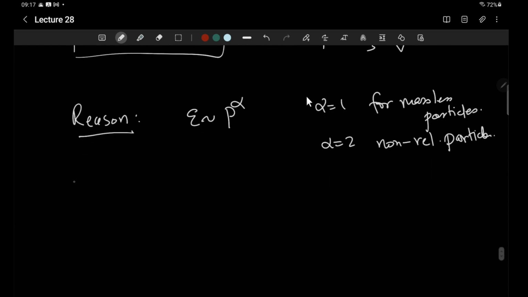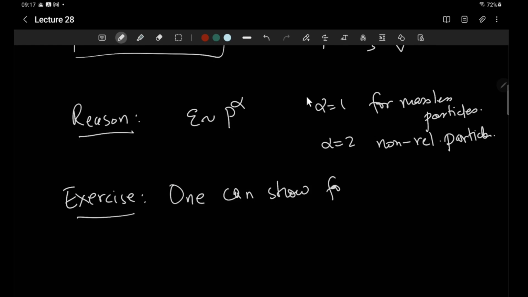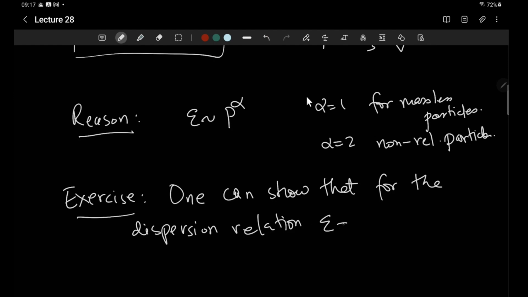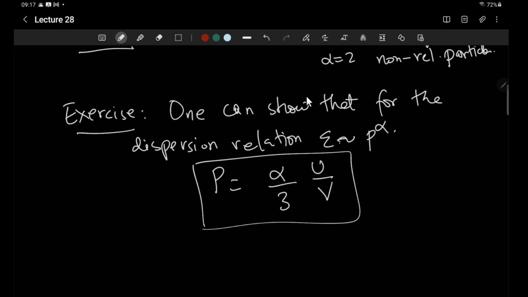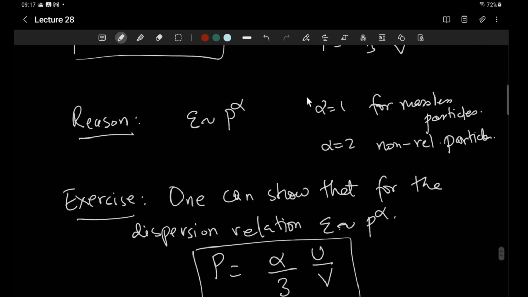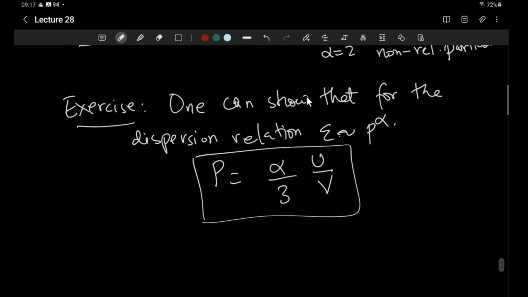So it turns out that you can show, as an exercise, that for this dispersion relation, epsilon going as p to the power alpha, there can be factors, P equal to, I guess, alpha by 3 U by V. Another case would be phonons. You can work out what the phonon situation is. Phonons also have alpha equal to 1, so you should get 1/3. So you try to prove this.